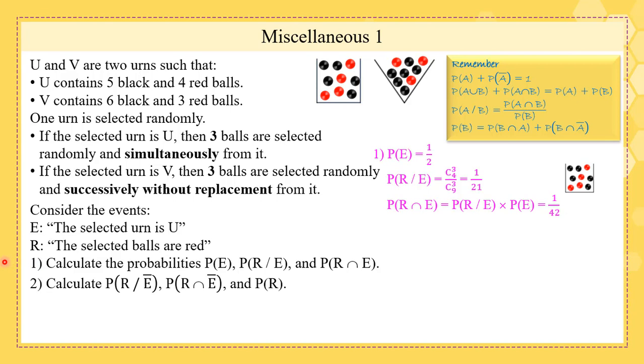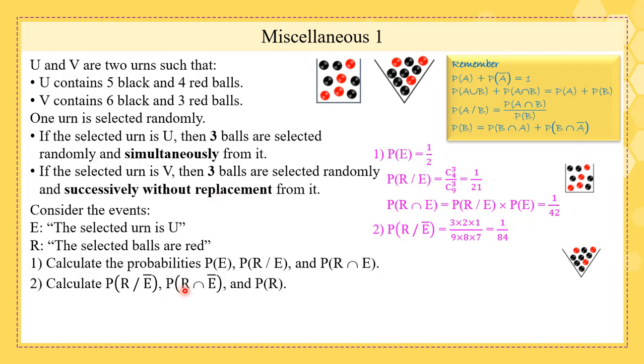Now let's continue. We're going to repeat the same procedure. We need to calculate the probability of R given E bar. This is also a conditional probability. E bar means the selected urn is not U, consequently it's V. So now we are working in urn V. Now, how do we select from urn V? According to the story, if the selected urn is V, we need to select three balls successively without replacement, and we need them all to be red. So it will be 3 times 2 times 1 over 9 times 8 times 7, which is 1/84. Now 3 times 2 times 1, because we have 3 red, then 2 red, then 1 red. This is a successive without replacement selection.